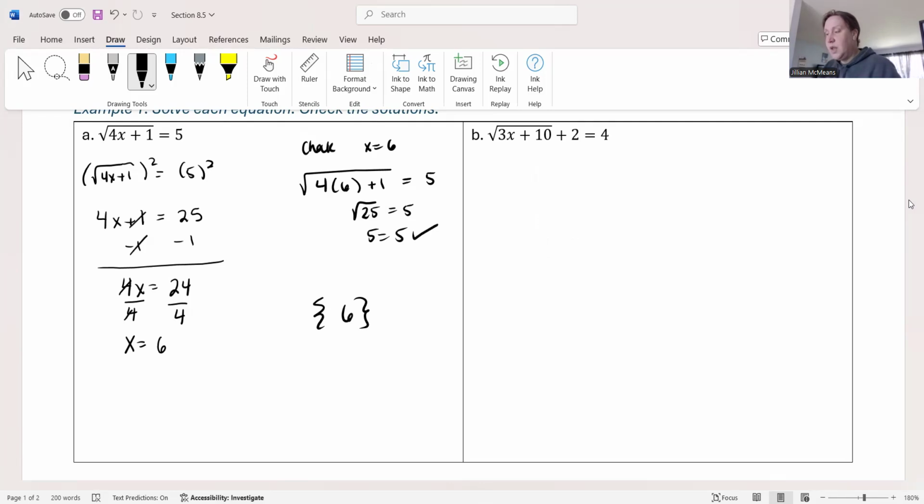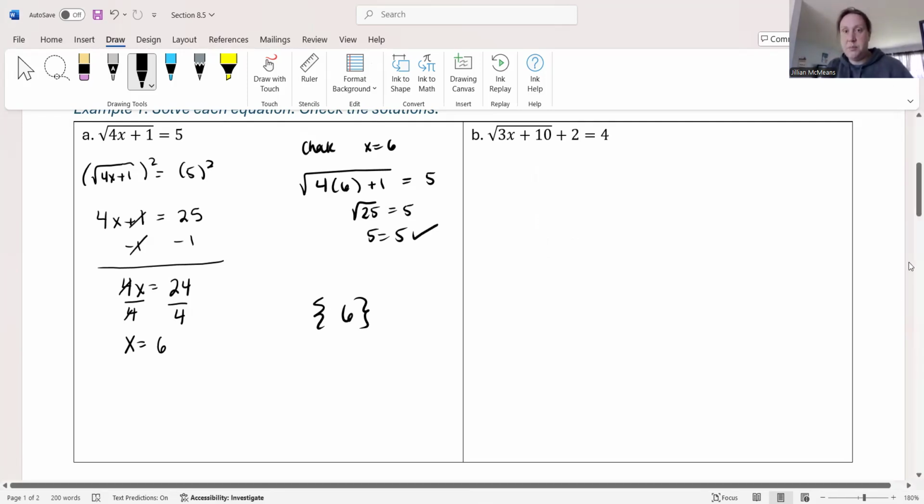Okay? Let's try the next example. So we're still on example 1, but this time part B. So the first step, the directions say, isolate the radical. So right now we have the square root of 3x plus 10. Outside the radical, we have plus 2 equals 4. We need to remove that plus 2. We need to move the 2 to the other side of the equation. We're going to do that by subtracting.